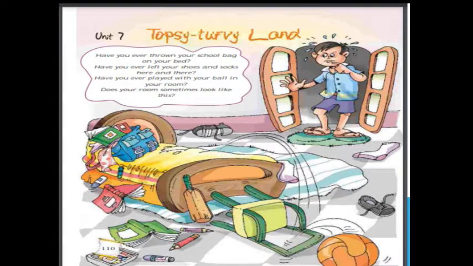Have you ever thrown your school bag on your bed? Have you ever left your shoes and socks here and there? Have you ever played with your ball in your room? The next one is, does your room sometimes look like this? So children, here in the poem, what they are telling is that everything is upside down, nothing is kept properly. Can you see, as I told you, the laptop is somewhere and even the bag is kept somewhere. You can see the shoes, you can see the socks, even the chair has fallen. Nothing is arranged properly. So the poem is purely based on things which are kept upside down.